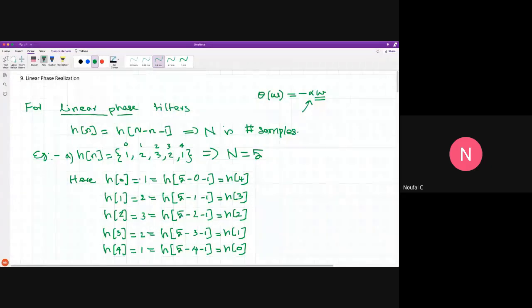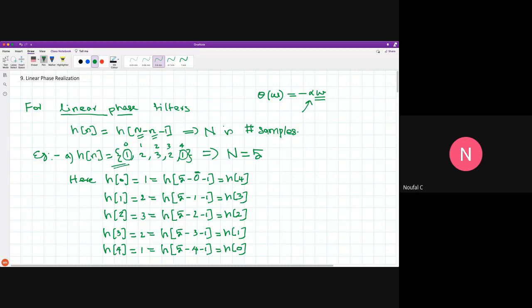If I find h of N minus n minus 1, capital N is 5. Small n is the index that we are taking at this instant, so n is 0 over here. So this is 5 minus 0 minus 1, which is equal to h of 4. This property says that h of 0 is equal to h of 4, and that is obeyed in this case because h of 0 and h of 4 are equal. I have already said that this is an example of a linear phase filter.